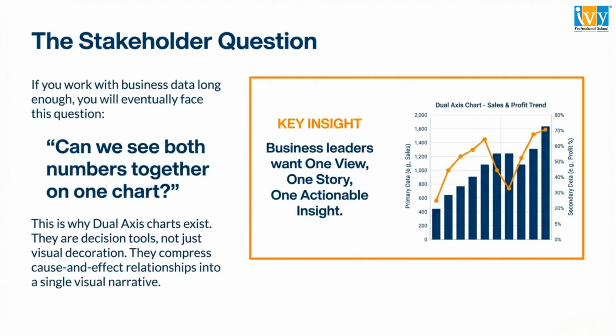If you work with business data long enough, you will eventually hear this question. Can we see both numbers together on one chart? This is exactly why dual-axis charts exist. Business leaders want one view, one story, and one actionable insight, not multiple charts that need interpretation. A well-designed dual-axis chart compresses cause and effect into a single visual.